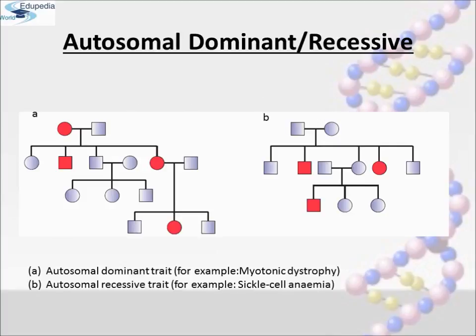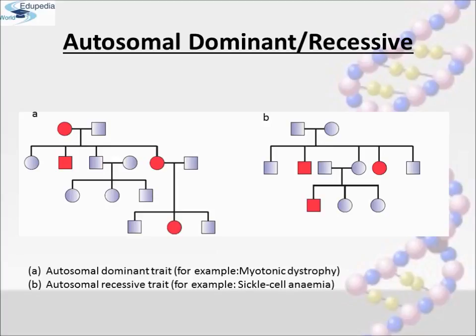Autosomal dominant and recessive disorders. The first picture, figure A, is for an autosomal dominant trait, that is myotonic dystrophy, and the second picture, figure B, is for the autosomal recessive trait, that is sickle cell anemia.